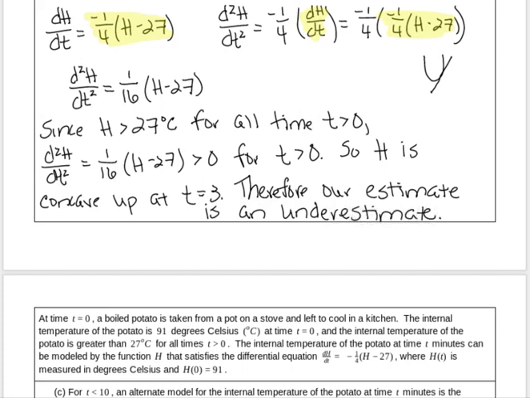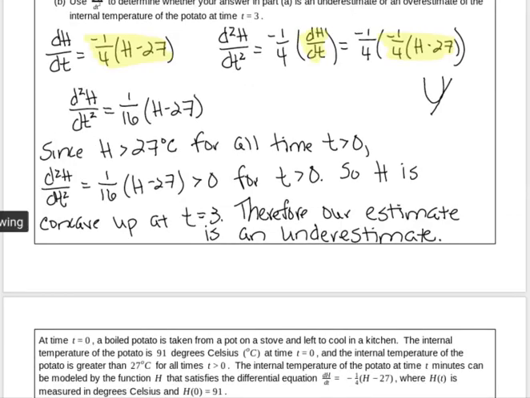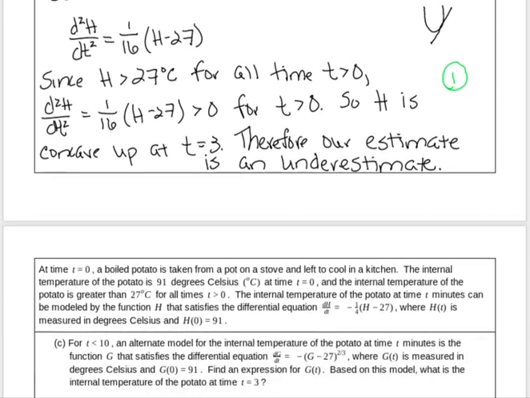There we go. That sounds better. This one was just worth 1 point, so you have to include all of that stuff in there and then tell us that it was an underestimate in order to get the points.